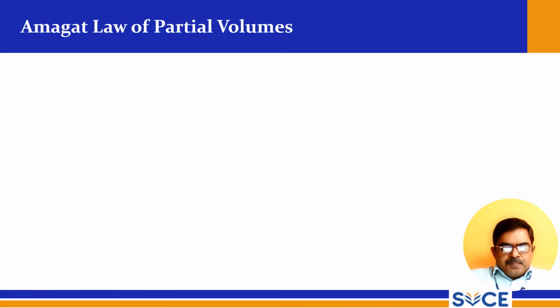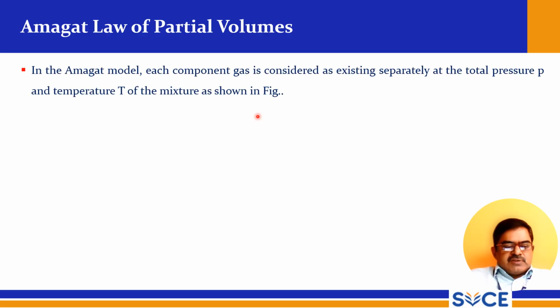Next, we have Amagat law of partial volumes. Now Dalton's law is described with respect to pressure, whereas Amagat law is with respect to volume. So it is Amagat's law of partial volumes. In the Amagat model, each component gas is considered as existing separately at the total pressure P and the temperature T of the mixture, as shown in the figure.